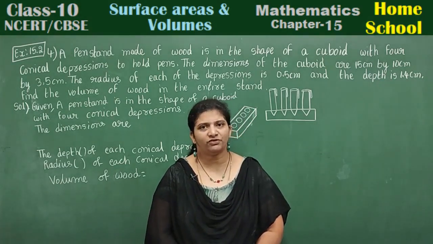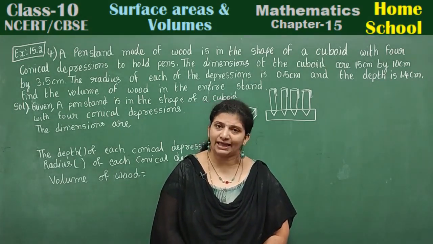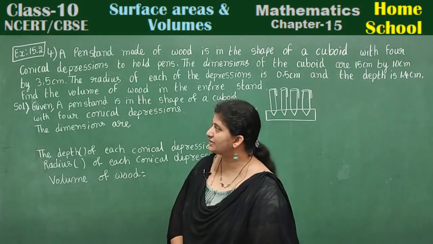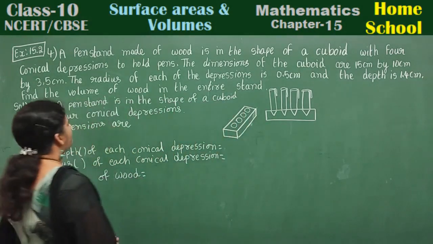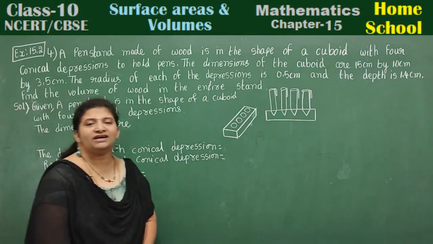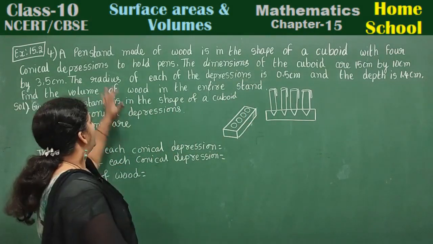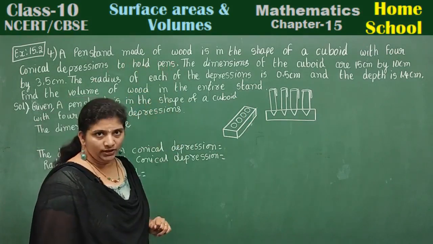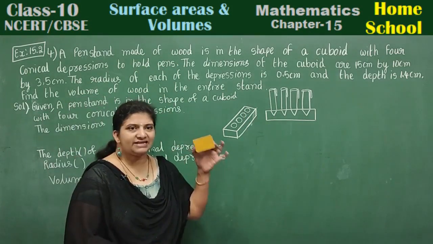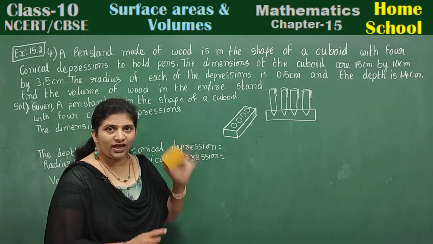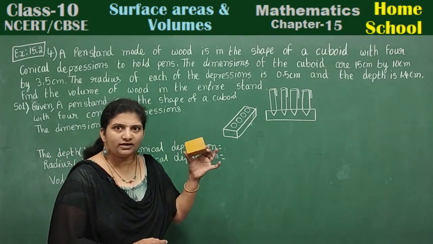We are in our chapter 15, surface areas and volumes. Your exercise 15.2, fourth problem. A pen stand. Imagine a pen stand made of wood is in the shape of a cuboid. Is this a cuboid? Yes.